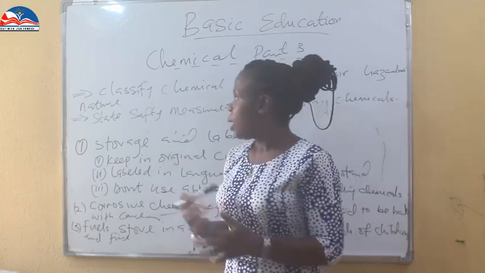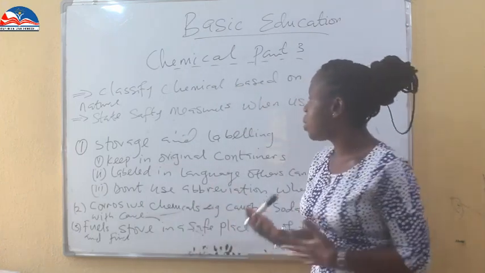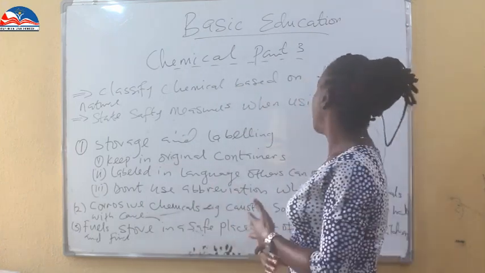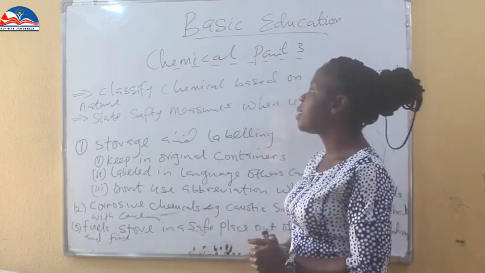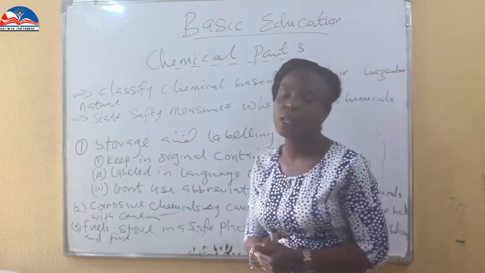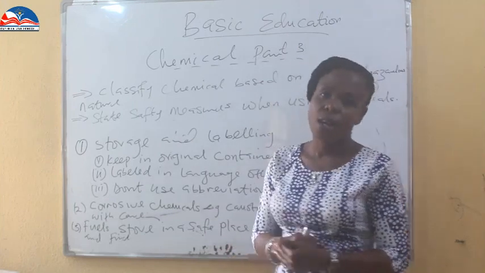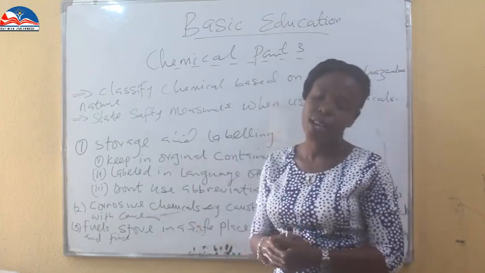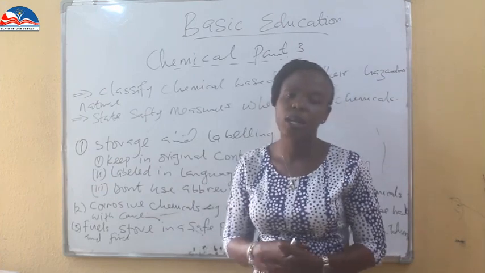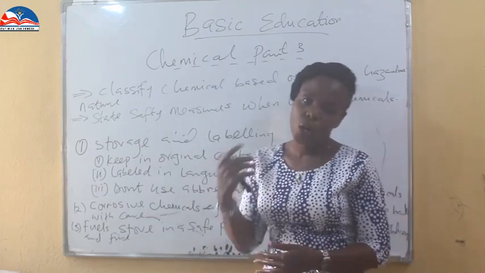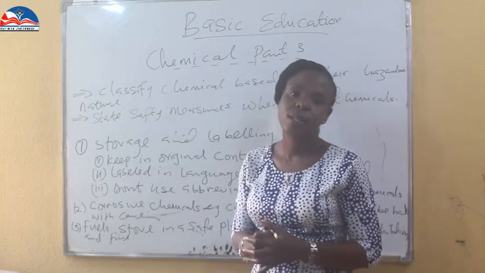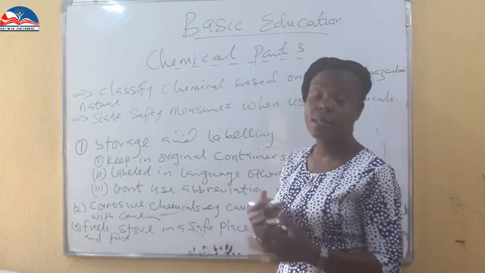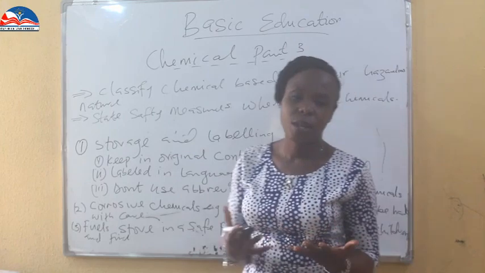So we have classified chemicals based on their hazardous nature. We have equally stated the safety measures we can put in place when handling these chemicals. We have seen the highly toxic, highly hazardous, moderately toxic, moderately hazardous, non-toxic, non-hazardous. We have seen how these things work. We have equally seen how we can handle these chemicals.